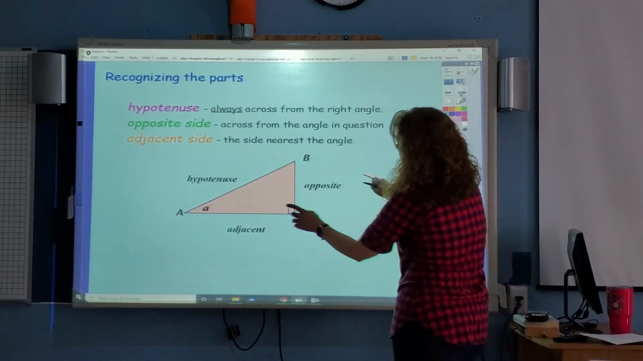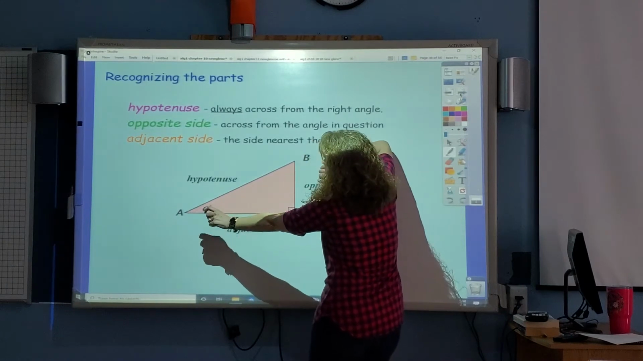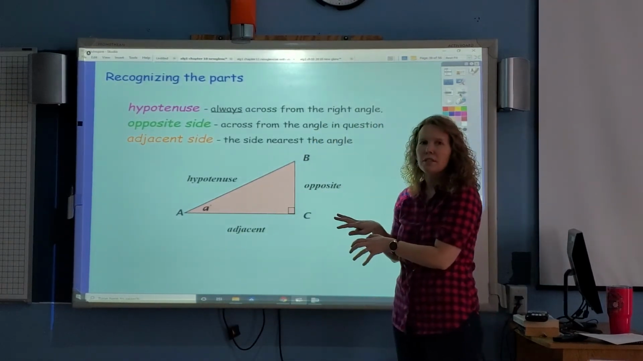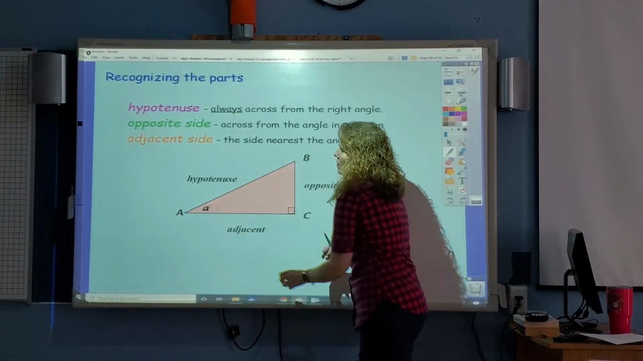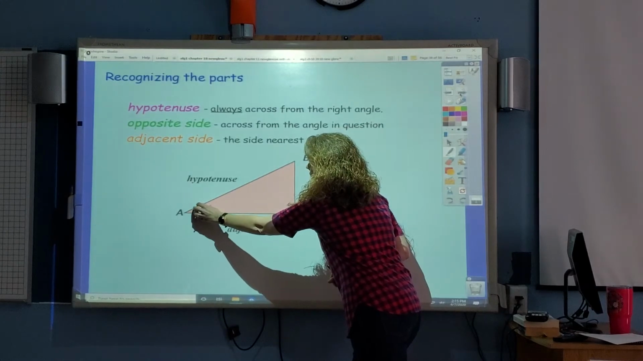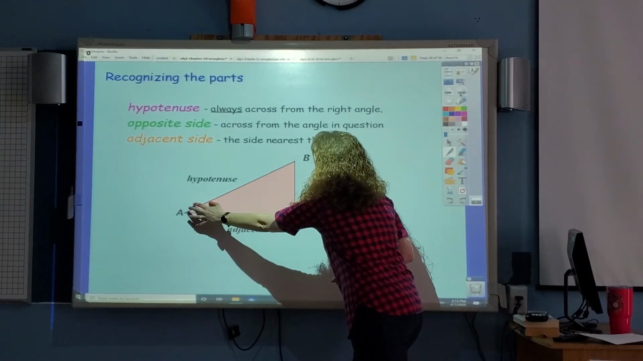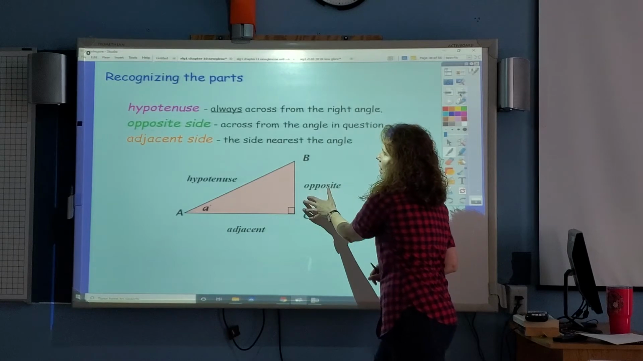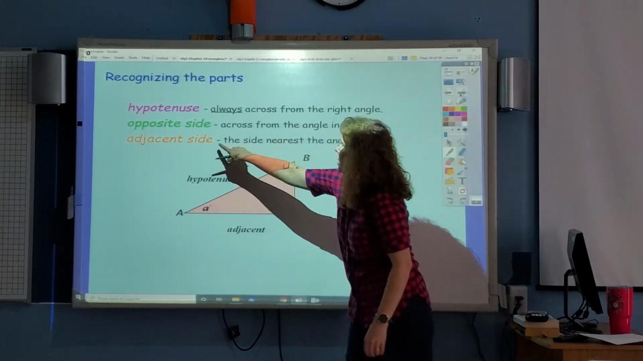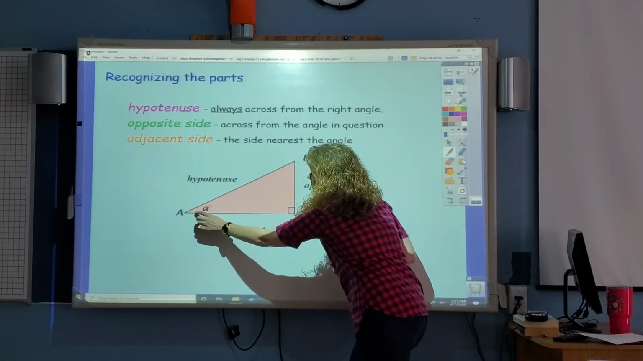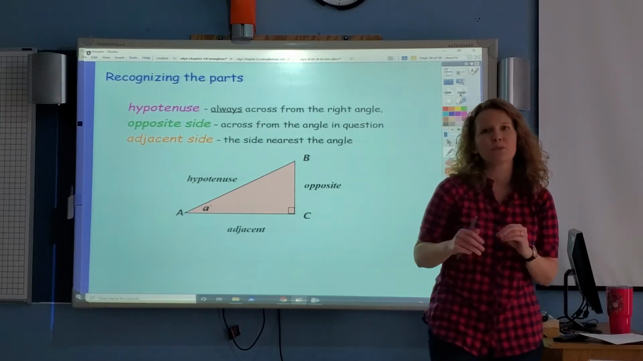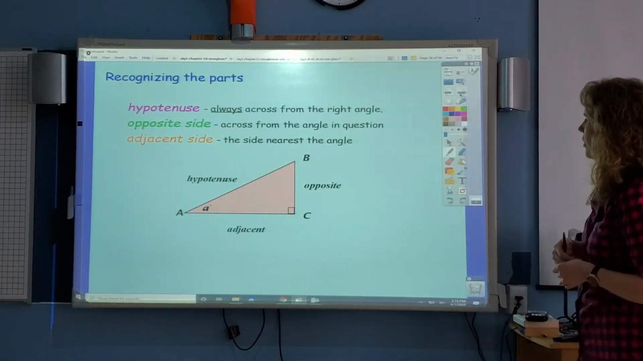Now, depending on which of these two little acute angles we're looking at, you have to distinguish between opposite and adjacent. Because I've got this little A down here, that's where I want you to focus your eyes. This angle down here, angle A, if you look at that angle, this is the opposite side to angle A. It's across from the angle. The adjacent side is the side nearest the angle. And so depending on which angle you're looking at, that will determine how you want to label it.